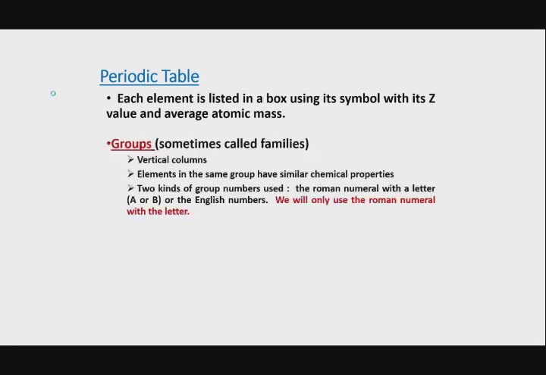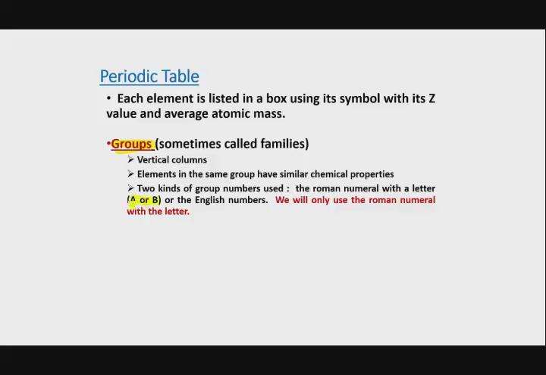The vertical columns are called groups, and these are sometimes also referred to as families. It's the elements in these vertical columns that have very similar properties, that behave very similar to each other. There are two kinds of groups that we will discuss and familiarize ourselves with, and those are groups that have either an uppercase letter A associated with them or uppercase B.